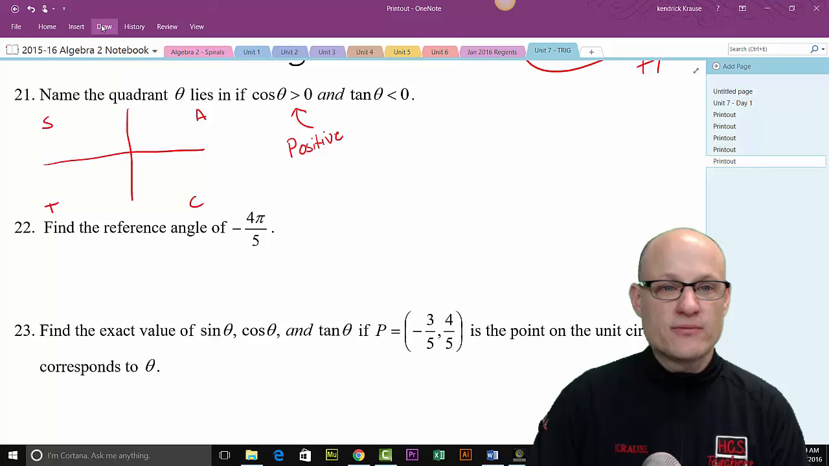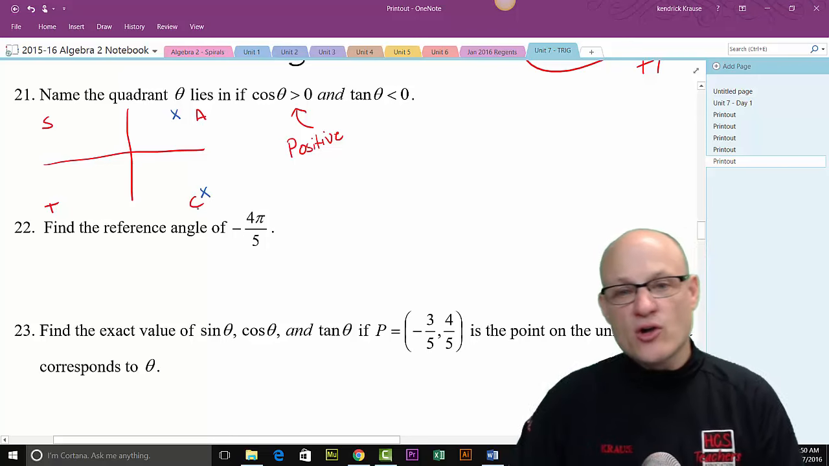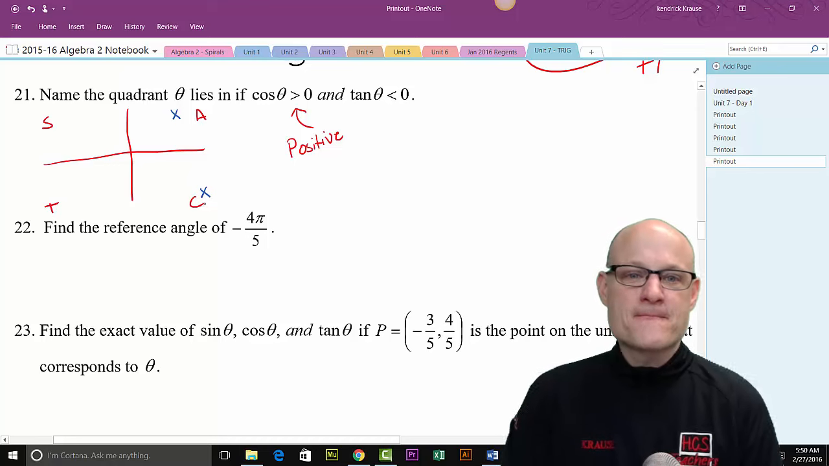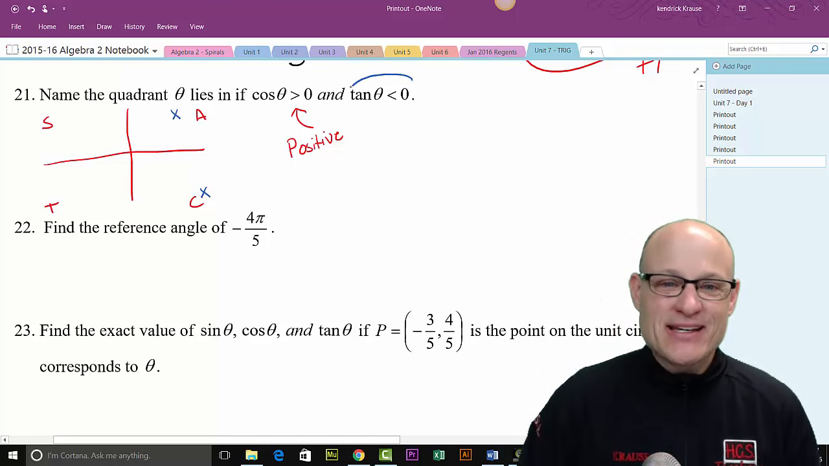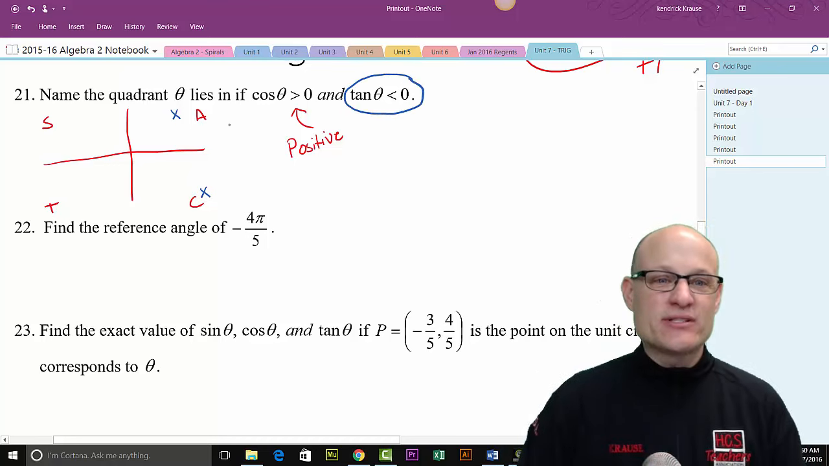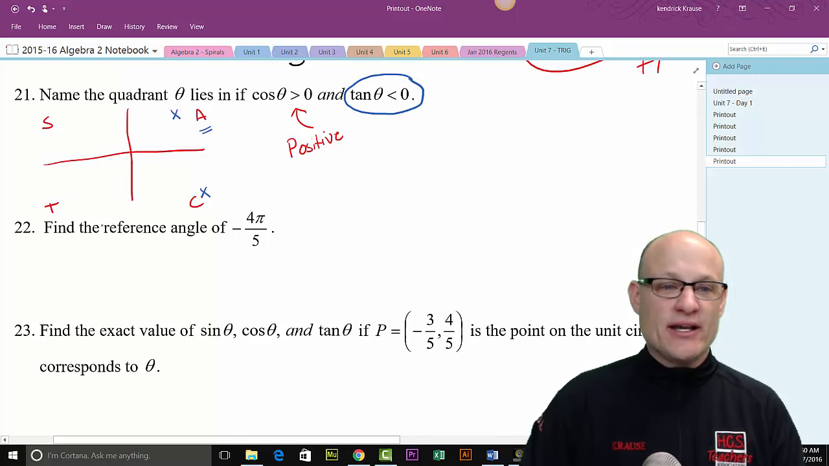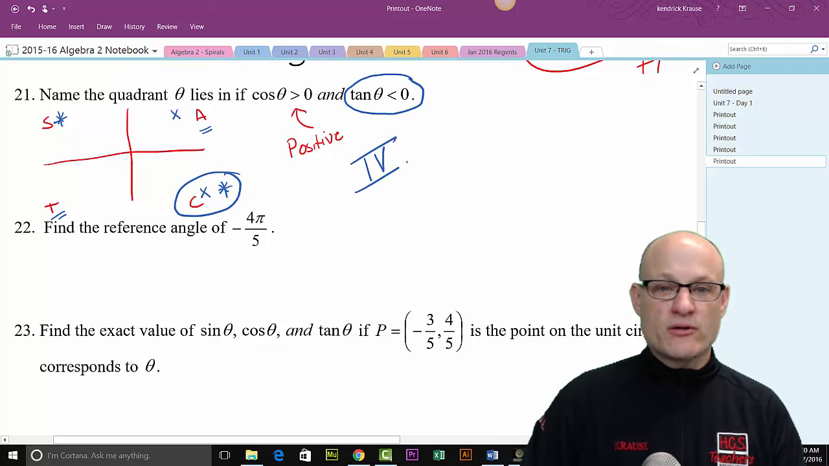So I want to know where cosine's positive. Well, I know cosine's positive here. And since I got a C here, cosine is also positive there. Tangent is negative. Well, I know tangent's positive here, and I know tangent's positive here, so tangent must be negative here and here. So there's the big winner. Quadrant 4. Quadrant 4 is the big winner.